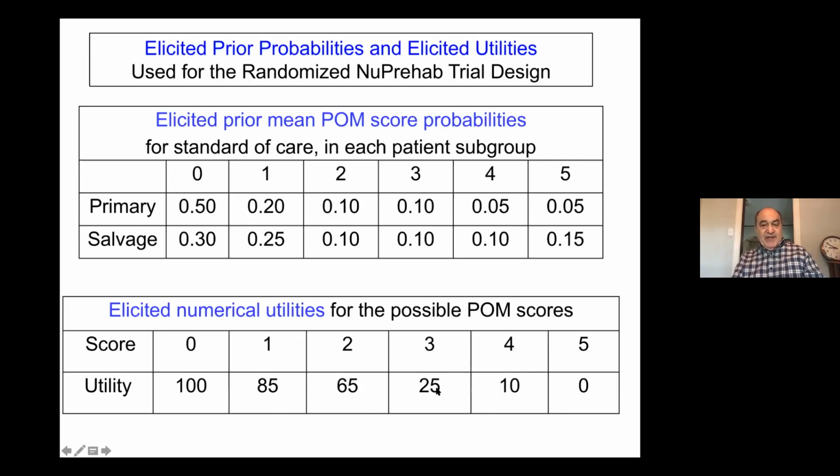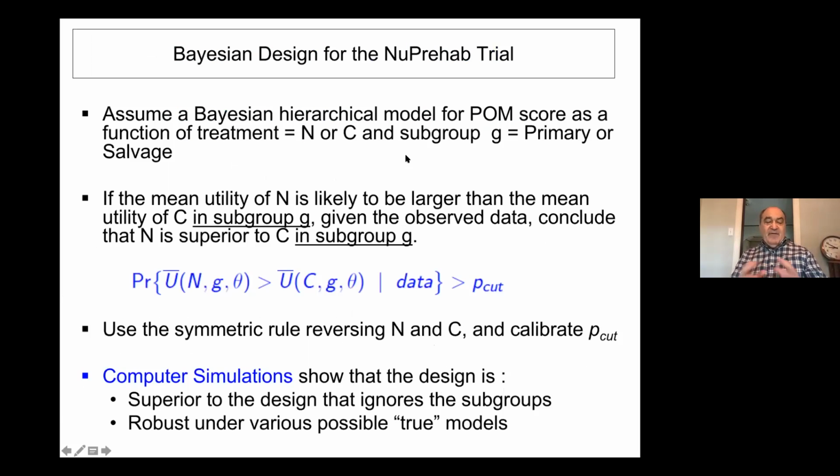So there's our utility. And so we've got a rather nicely structured Bayesian model, but the decisions are based on this posterior probability. In words, what this says is that if the mean utility of new prehab is likely to be larger than the mean utility of standard of care in subgroup G, which is either primary or salvage, given the data, then you conclude that N is superior to C in that subgroup. And then you've got the symmetric rule where you reverse the roles of N and C.